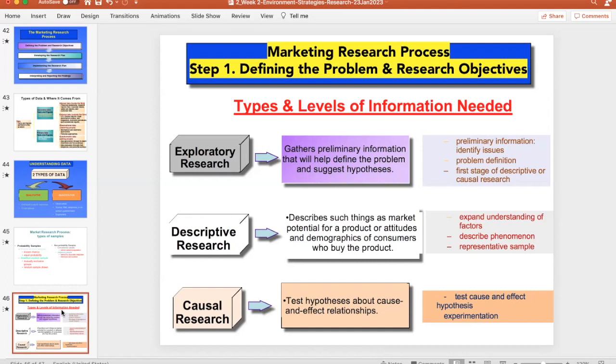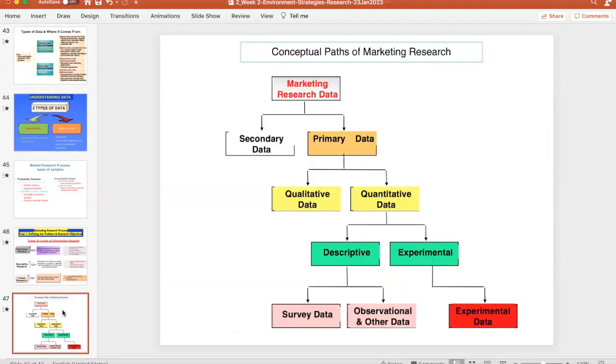Again, secondary is oftentimes what you collect first. And if you don't have enough answers from secondary, then you go into primary. In primary, you collect qualitative data. And if there's not enough, then you go into quantitative data. In quantitative data, you do descriptive, which would be creating a questionnaire or measuring people's behavior by observing them through video or something like this. And then if you want to go further, then you go into experimental, where you would have some cause and effect type of causal research.